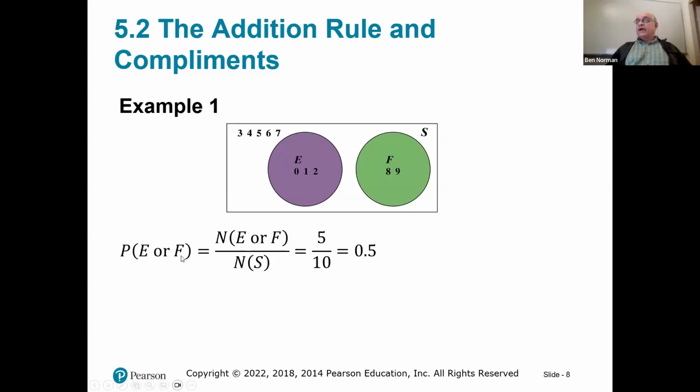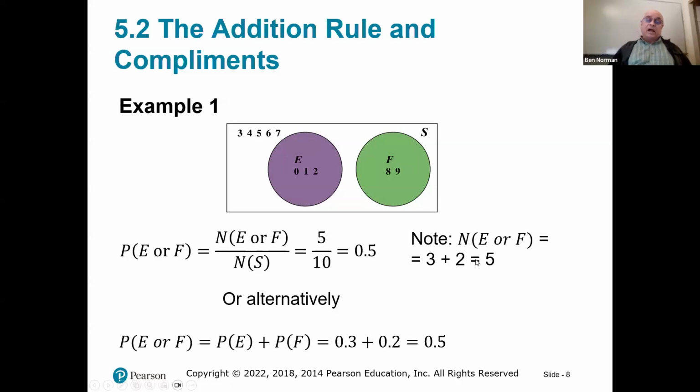The probability of E or F is going to be the number of elements in E or F, which is 5, the 0, 1, 2, 8, and 9, divided by the number of elements in the sample space of 10, so we have 0.5. Alternatively, note that N of E or F is 3 plus 2, which is equal to 5. Alternatively, P of E or F is equal to the probability of E plus the probability of F, which is 0.3 plus 0.2, equal to 0.5.